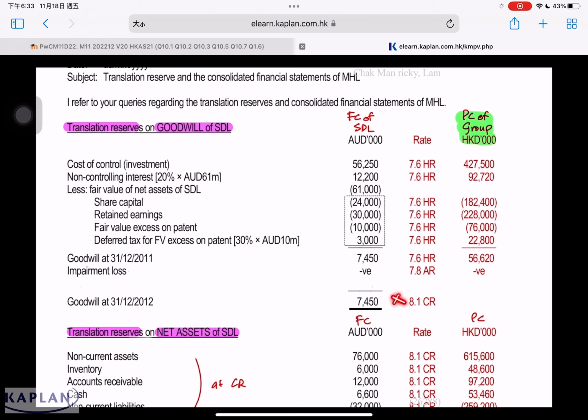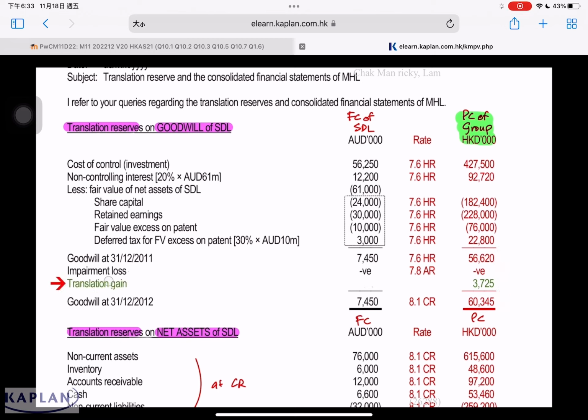7,450 multiplied by 8.1, the goodwill equals 60,345. The goodwill at acquisition is translated using 7.6. The same amount of goodwill at the year end is translated at 8.1. The goodwill is the same, but the exchange rate is different. As a result, there's a translation difference. At the start, the goodwill is only 56,620. At the year end, the goodwill is equal to 60,345. The goodwill increased by 3,725. This 3,725 represents a translation gain, because the asset value is higher.